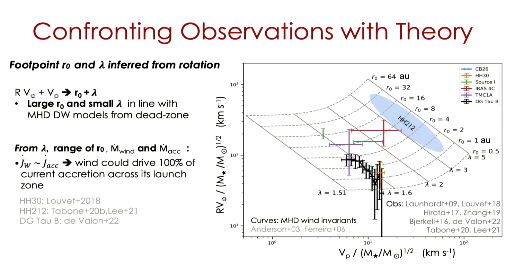Also, you can go a bit further if you have a handle on the range of launch radii, like here at DG Tau B, where we managed to do a tomographic analysis of the flow to derive the velocity and the rotation in the different layers. We did the same in HH212 with this detailed model, and we did the same in HH30. And if you also know the mass flux and the mass accretion rate, you can check that the amount of angular momentum you remove in these disk winds is exactly what you need to feed accretion through the launch zone. And so this has been done in 3 outflows so far. If you're interested, you can check those references.